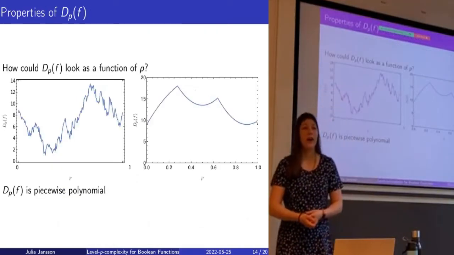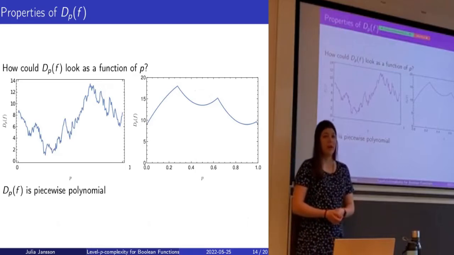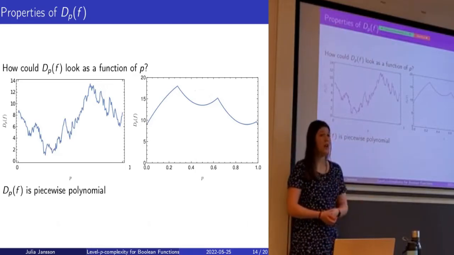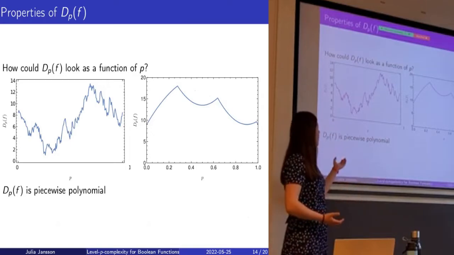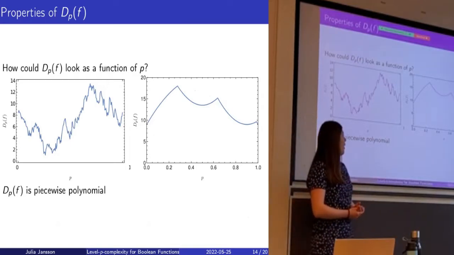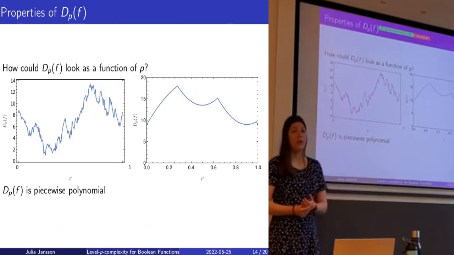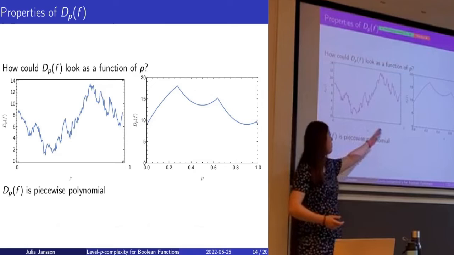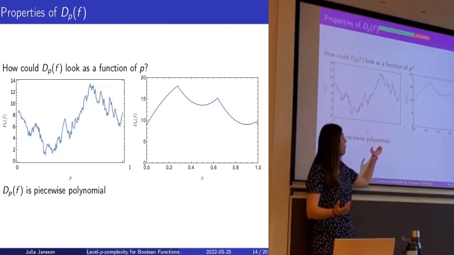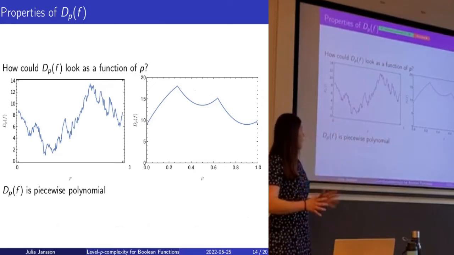So now that we have shown some examples of how the level P complexity can be computed, we discuss the more general question of how it can look generally. So we know that it's going to be continuous, but both of these graphs are continuous. So are both of them valid or just one of them?